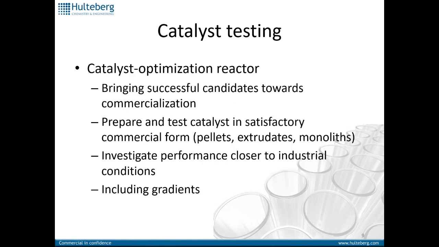And then in the catalyst optimization reactor, we take this handful of commercially successful candidates that we tried in the screening, and we bring them towards commercialization. In this stage, we definitely prepare and test catalysts in the same form as they will be in the actual industrial reactor. We'll put them in pellet form, we'll make extrudates, we'll make monoliths, and then we get closer to the industrial conditions. We're still not there, but we do definitely include gradients in the testing. And in industry, most reactions operate with gradients, so we just have to live with that.